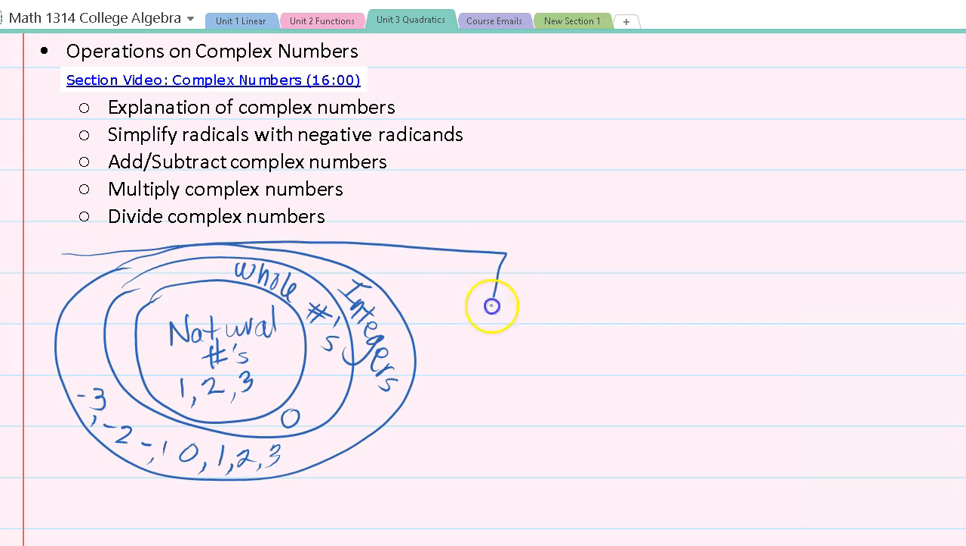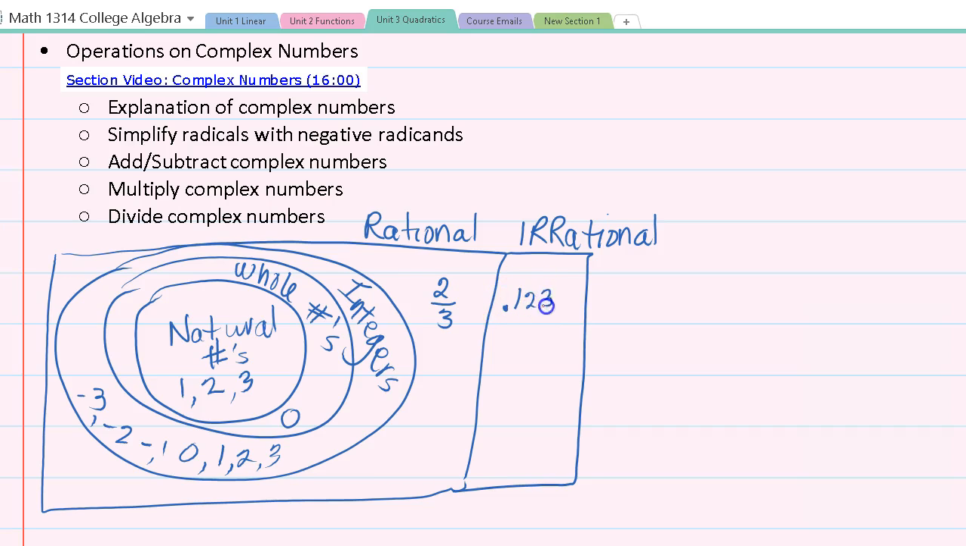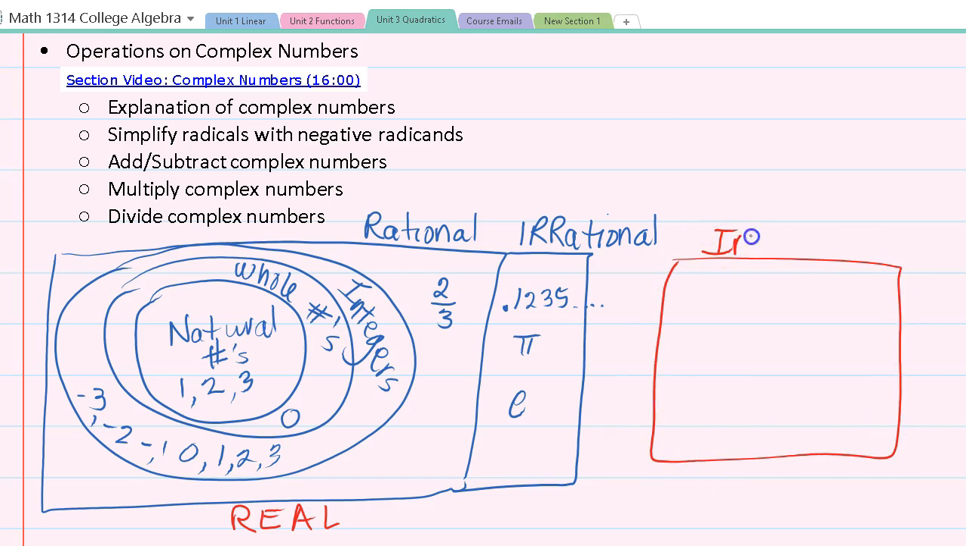Rational numbers are numbers that can be written as ratios or fractions. If a number is not rational, we say that number is irrational. A few examples of irrational numbers are decimal numbers that have no repeating pattern, the number pi, or the natural number e. All of these numbers are real. We also have non-real numbers that we call imaginary numbers. These numbers have the imaginary unit i attached to them, and the imaginary unit i is defined as the square root of -1. Complex numbers are numbers that involve both the real and the imaginary numbers and are written in the form of a plus bi.